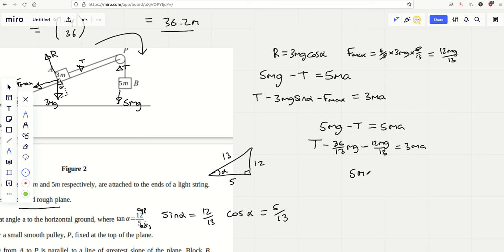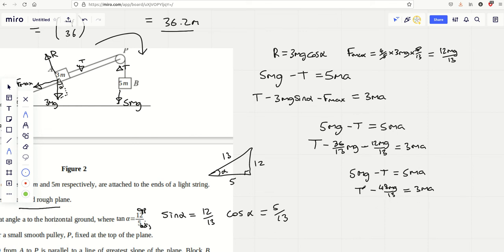So I'm just going to write down 5 mg minus T is 5ma again, just to keep them all lined up, because then I get T minus 48 mg/13 equals 3ma. Now, they actually asked for T here, not a, and normally I would advise you, just add them together, solve it, then you've got a, and then you can plug it back in to find T. But we might be better off here getting rid of a first, yeah?